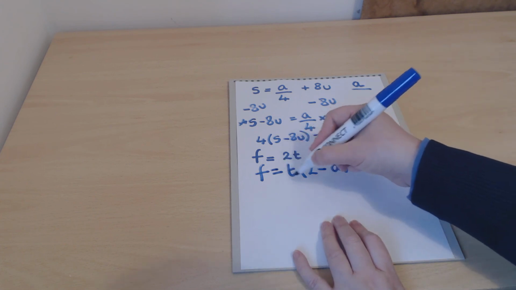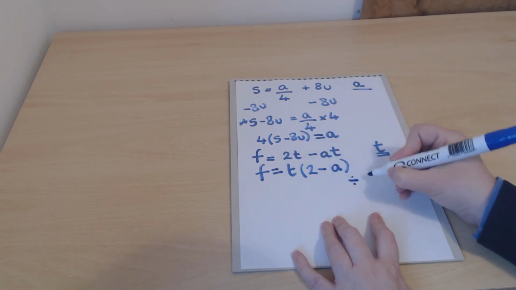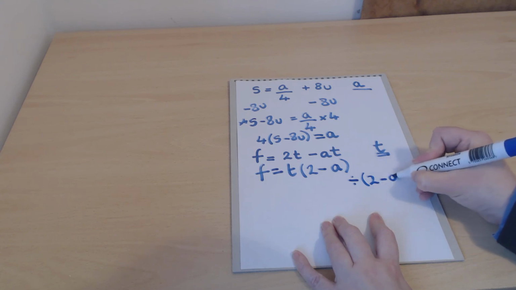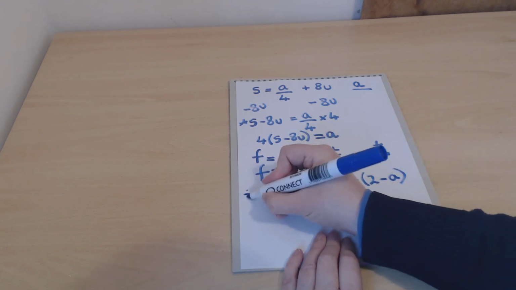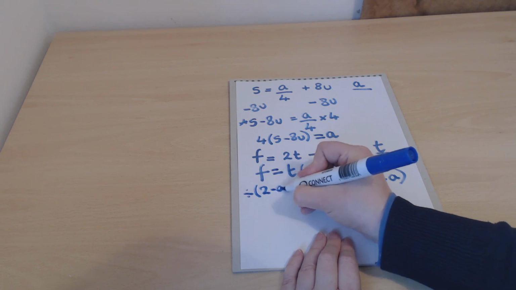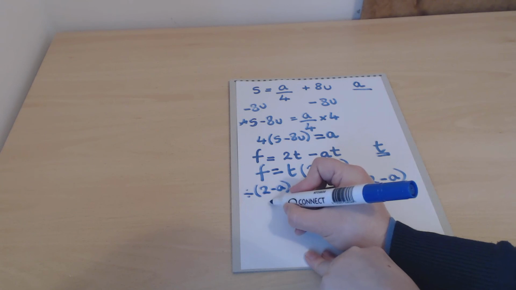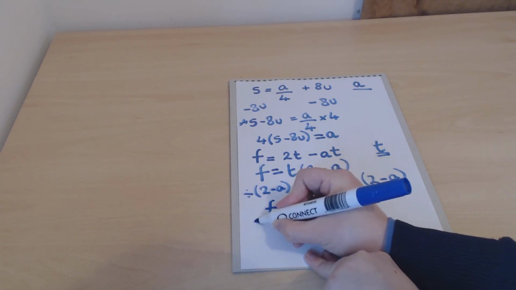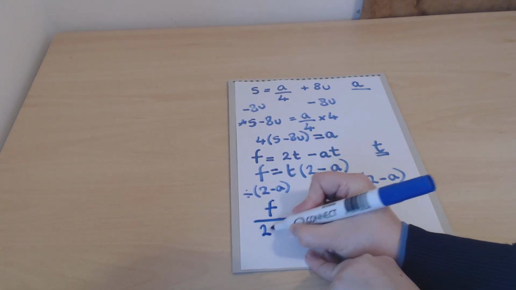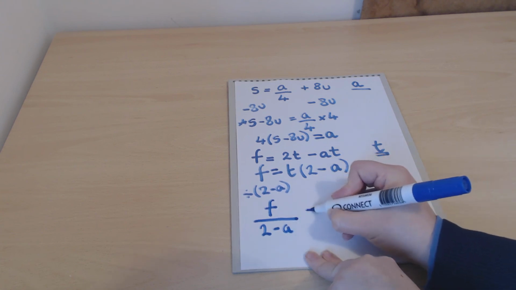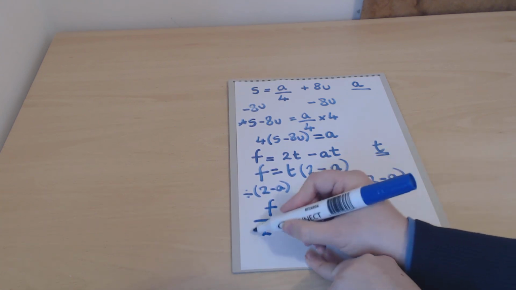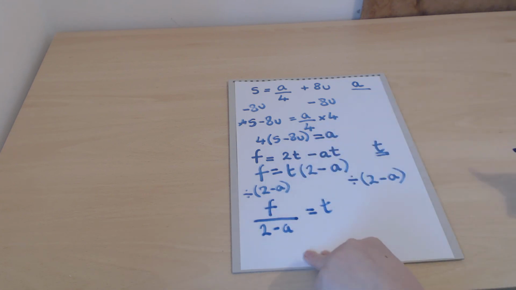Okay, so to get the t on its own, we're going to divide both sides by everything that's in that bracket. Okay, so again, don't think of this as scary because it's more of a writing exercise than a calculation exercise. So we've got f divided by 2 minus a, and that equals t. I've removed the brackets because now it's on its own there, it doesn't really need it. So that's how you make something, a different letter, a subject of a formula or equation.